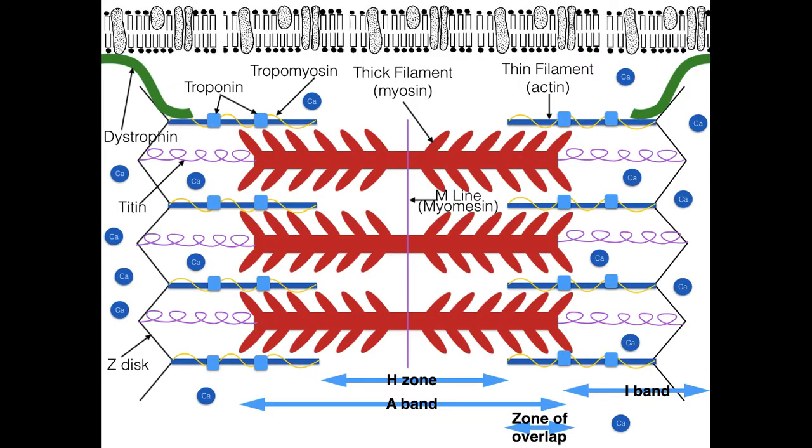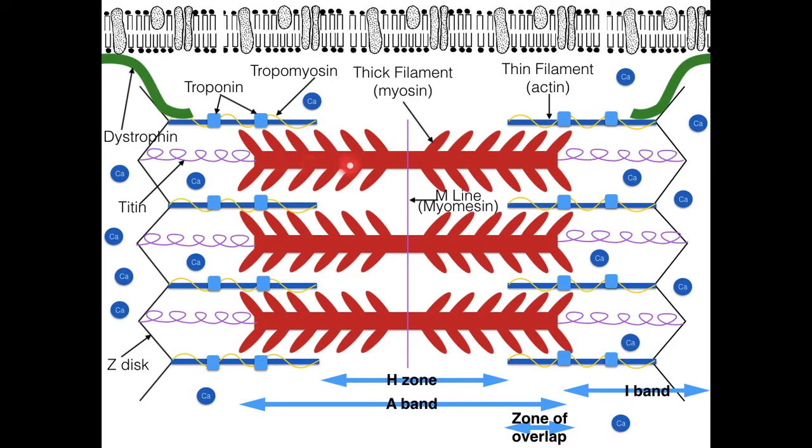All right, so now we're going to put all of that together and actually sort of watch what happens. So here we have a sarcomere, right? We've got our Z disc over here. We've got our thin filaments coming off from the Z disc. And these thin filaments have tropomyosin, that's this yellow squiggly here, and troponin on them. And currently the tropomyosin is blocking it, right? So currently nothing can bind to them.